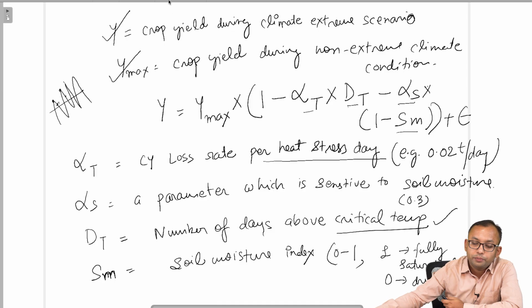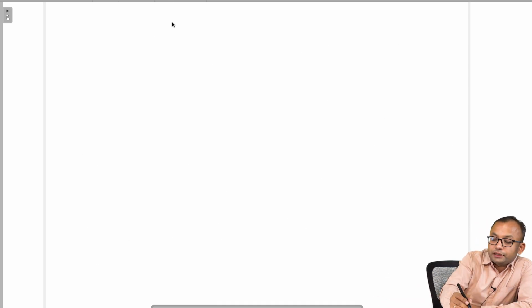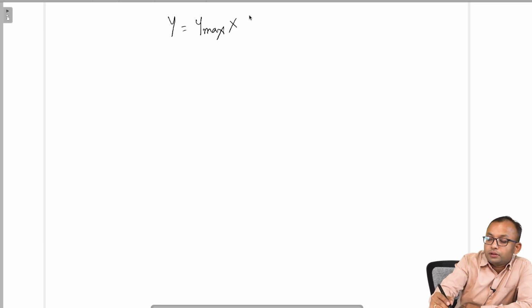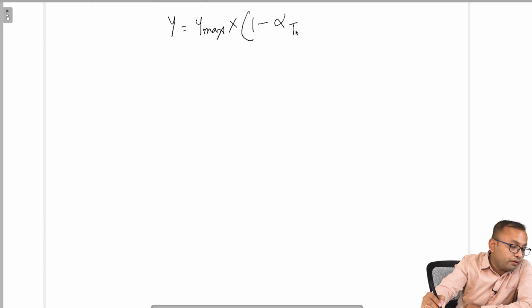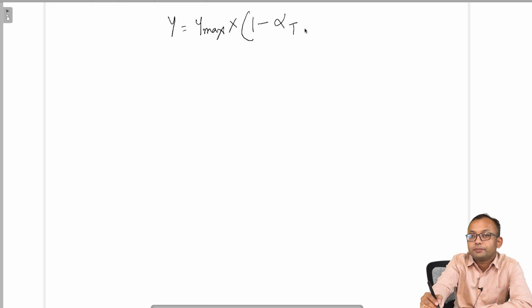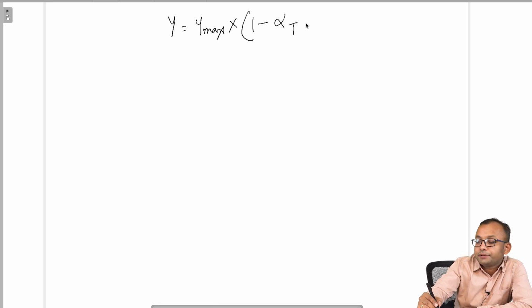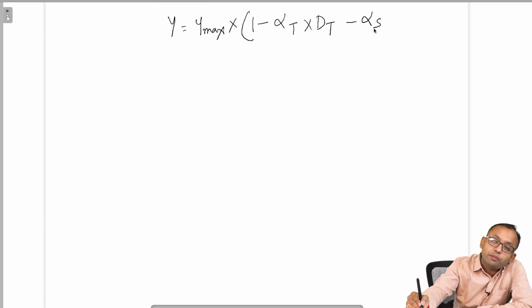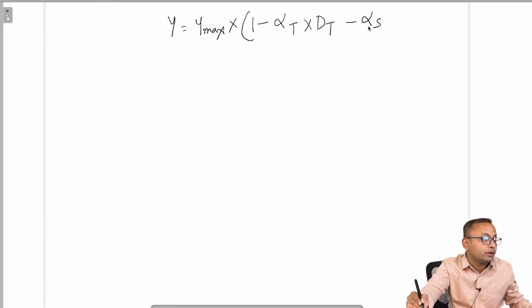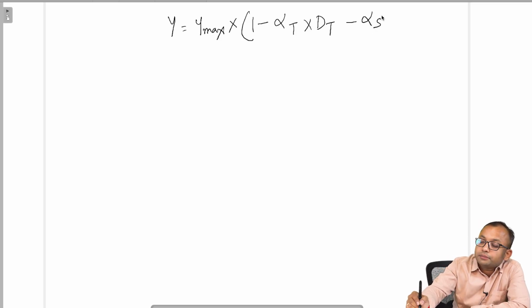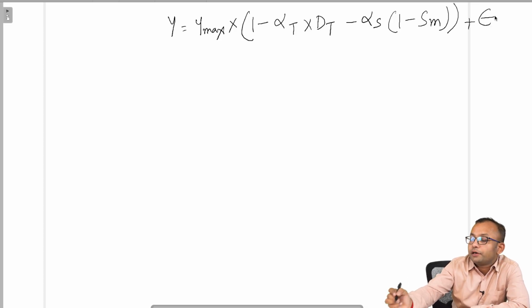So, in the new page I will write this equation again. Basically, y is equal to y max, the maximum crop yield during non-extreme conditions, times 1 minus alpha t, the rate at which heat stress affects crop yield, multiplied by the number of days above the heat stress threshold, minus alpha s, a soil moisture parameter that tells about the sensitivity related to soil moisture, times 1 minus Sm, where Sm is the soil moisture index. Then this is the equation plus your error term.